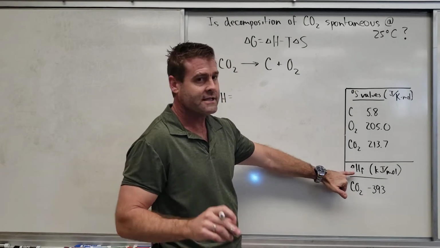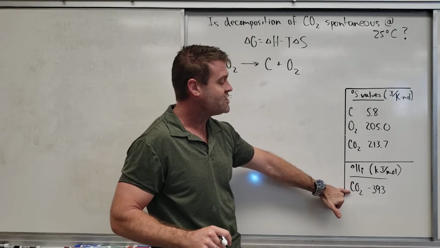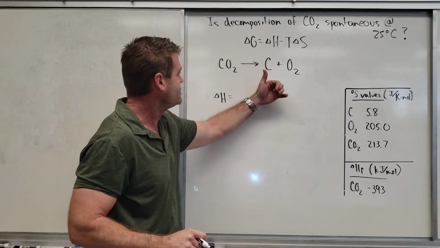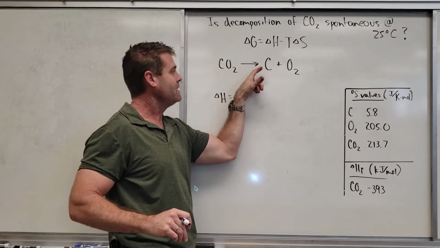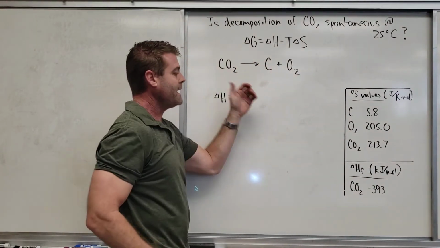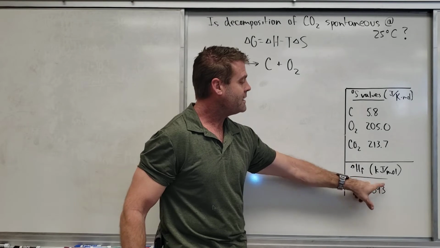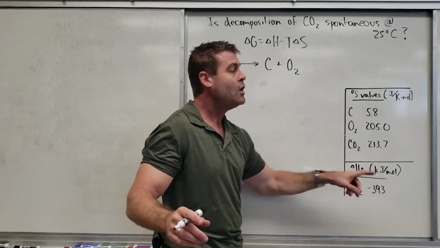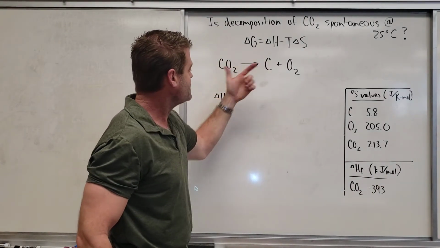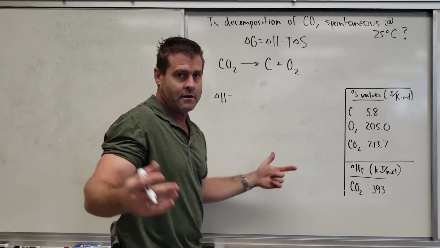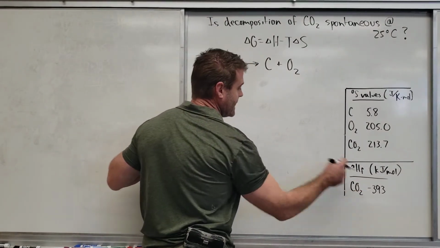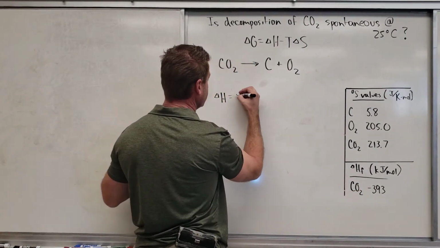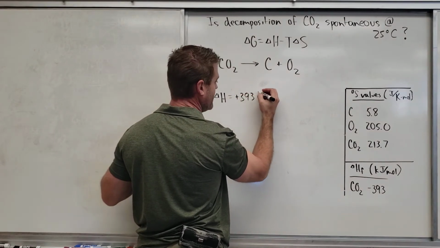Now, what's the delta H for this reaction? Notice, when you look up the chart, it's the enthalpy of formation. It's showing the formation of carbon dioxide. You know what it's showing? It's showing the reverse reaction. When carbon and oxygen come together to form carbon dioxide, negative 393 kilojoules of heat energy is given off per mole. But I want to show the decomposition. So what's the delta H going to be? Hopefully you know. Don't you just change the sign? If it's the reverse reaction, you just change the sign. So it's plus 393 kilojoules per mole.